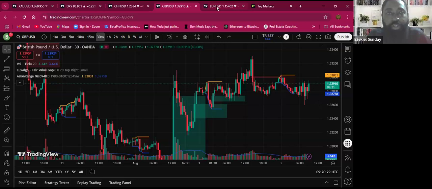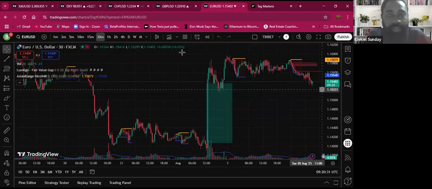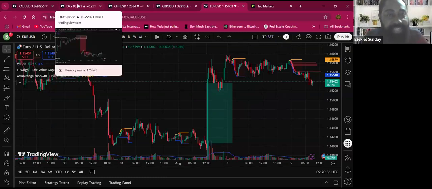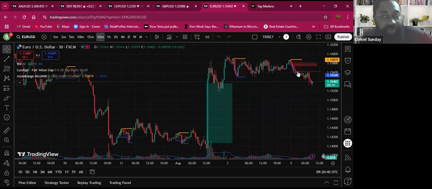Then the EUR/USD too, you can see what's going on. This one actually gives us a clear picture of the inverse correlation. So DXY is gaining strength, EUR/USD is losing strength.